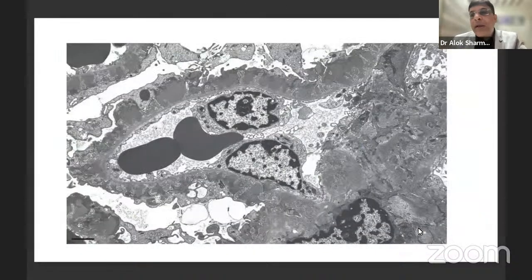Now, this is the typical appearance when you see it in the electron microscope. I was talking about subepithelial deposits. So these are the subepithelial deposits which you see, the black ones which are projecting out into the urinary space. And because the target antigen is in the podocyte, the deposits are getting formed in the subepithelial space. So this is the typical ultrastructural appearance of a membranous pattern glomerular disease.